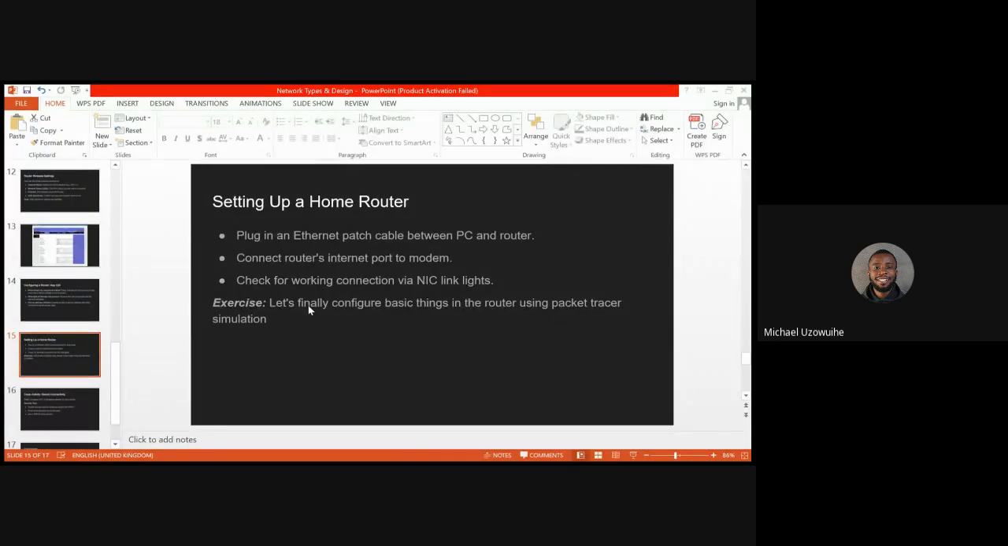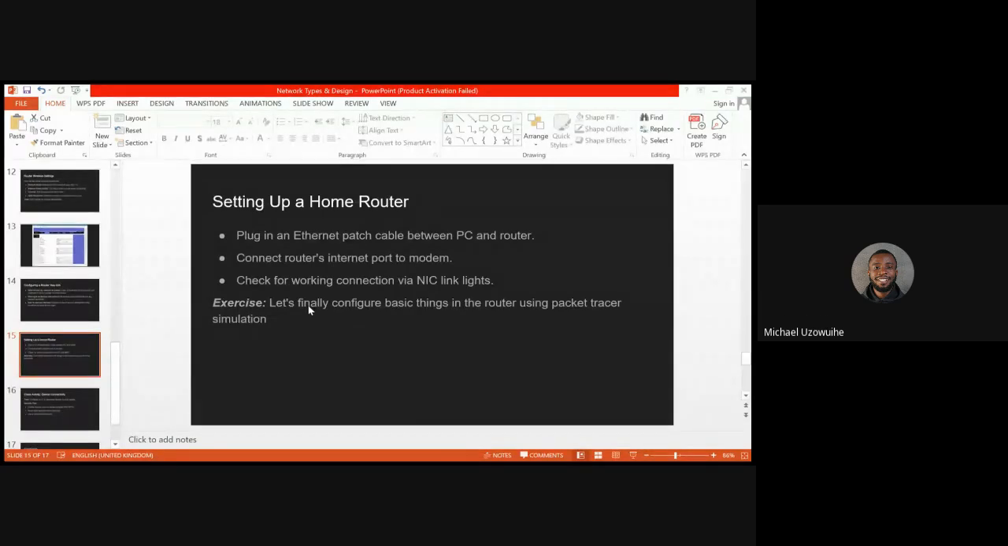If you want to connect your desktop computer, you plug it into your Ethernet port. If you want to connect your laptop wired, I'm talking about wire connections, you plug it into your Ethernet port. Anything that has to do with a wire cable, plug it into the Ethernet port. Then connect your internet port from the router to the modem or the provision made available to you by your service provider, so that your router can connect your local network to the internet.